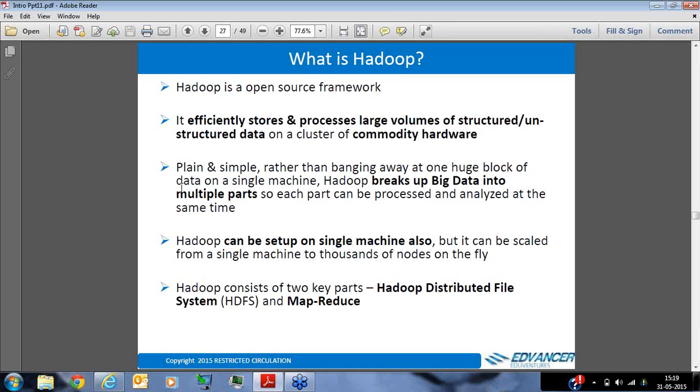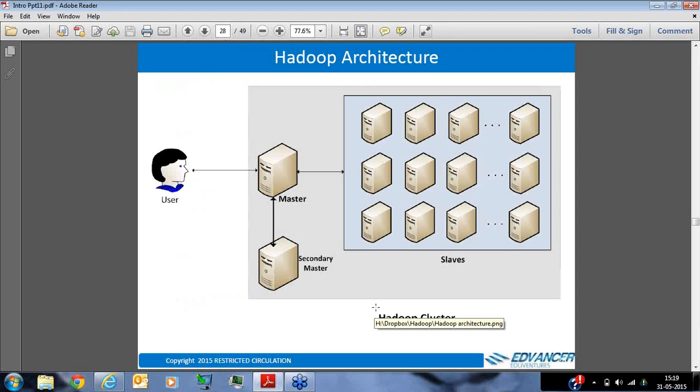One is the Hadoop distributed file system, which is the storage layer of Hadoop, one may say. And the other is MapReduce. MapReduce is the computing algorithm of Hadoop. So what exactly is the Hadoop architecture like?